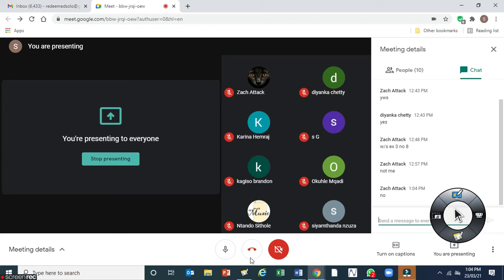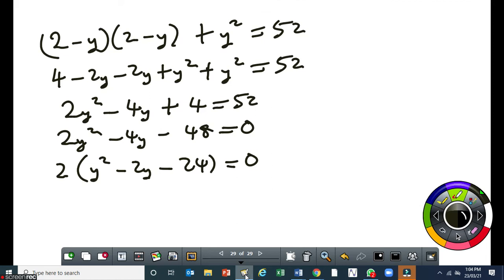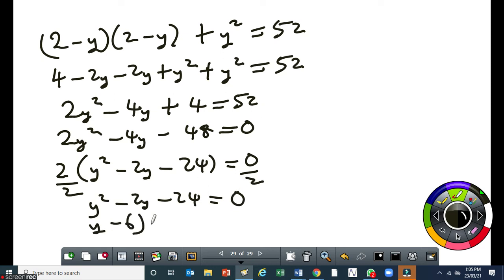Okay. So from here, you divide by 2, and you end up having a quadratic equation that you are familiar with from grade 9, 10. Okay? Then we need to factorize this. To factorize it, it will be y minus 6 times y plus 4 equal to 0. And this will give you y minus 6 equal to 0, or y plus 4 equal to 0.